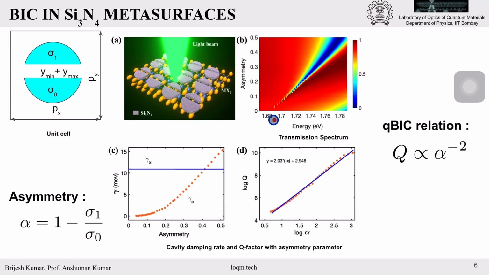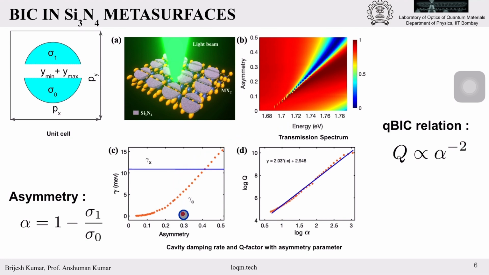Then we introduced this asymmetry parameter and plotted this reflectance graph as a function of the asymmetry parameter. As the asymmetry increases, the radiation loss, or the width of this reflectance spectrum, is increasing, as well as a shift in energy or wavelength. The peak is shifting on the axis of energy also.